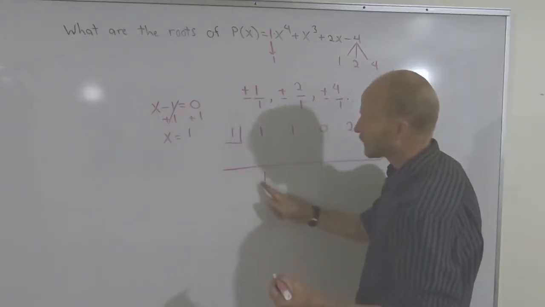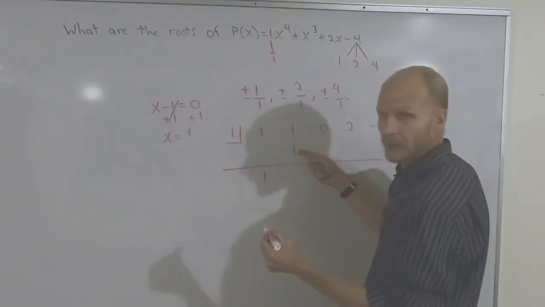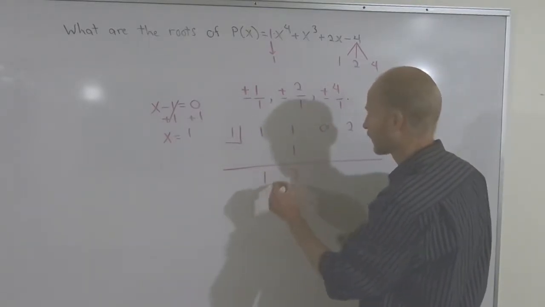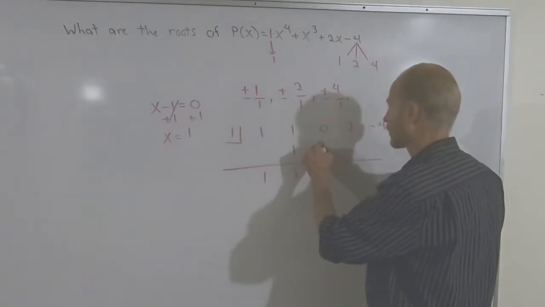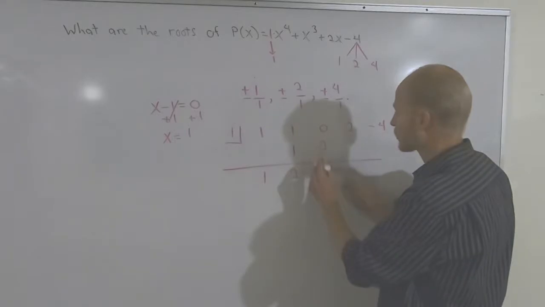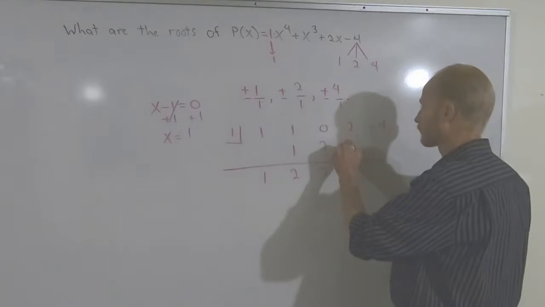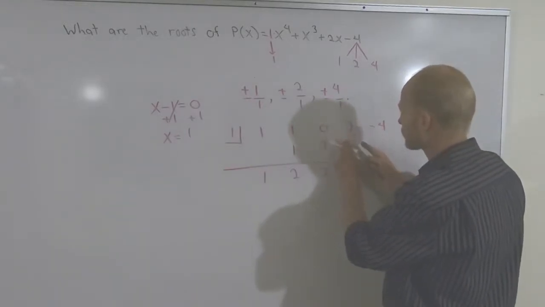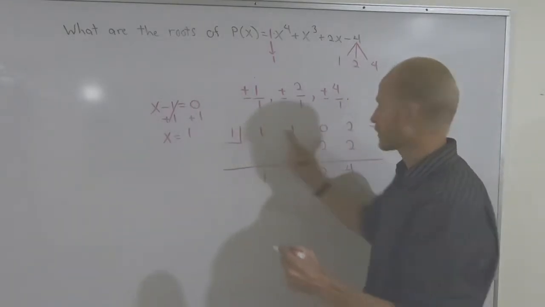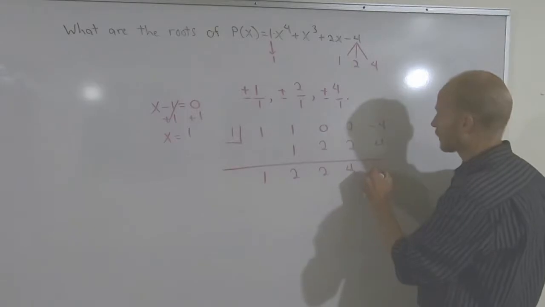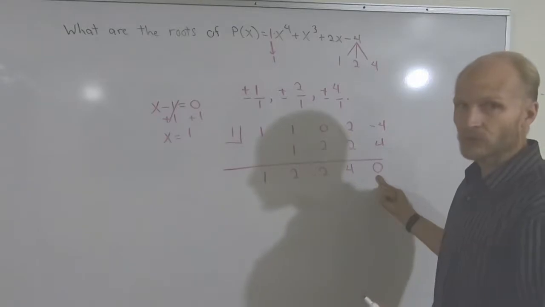And now we times. 1 times 1 is 1. 1 plus 1 is 2. We always add those. All right? Everything down here we times. 2 times 1 is 2. Everything up here we add. 0 plus 2 is 2. 2 times 1 is 2. Again, we add. 2 plus 2 is 4. 4 times 1 is 4. Look at that. Now, the last term, the last number that you get is always your remainder.